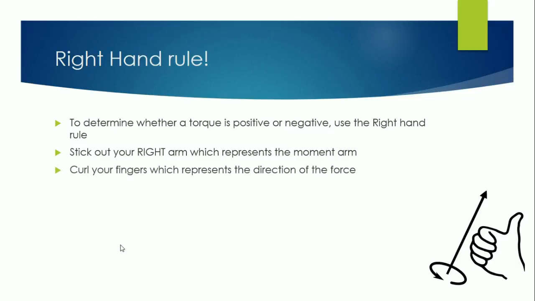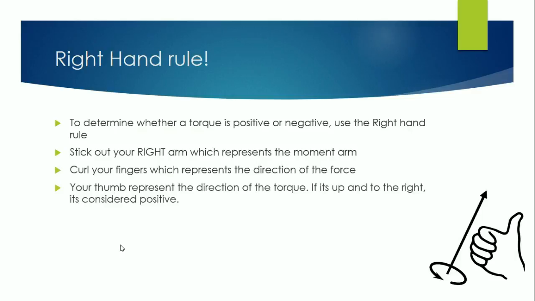Then curl your fingers in the direction of the force. So just curl it towards you. So curl it to your left. So you stick out your right hand, curl it to the left, and then point up your thumb, and that represents the direction of the torque. So if it's up and to the right, it's positive. If it's down or to the left, then it's negative.